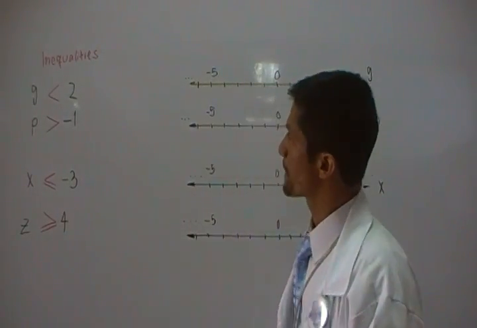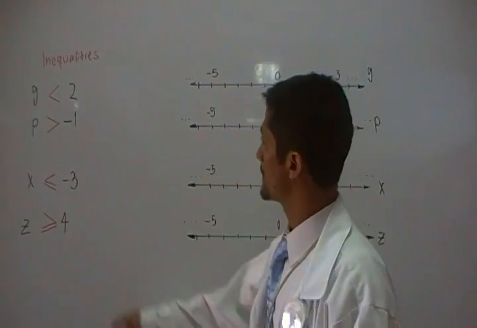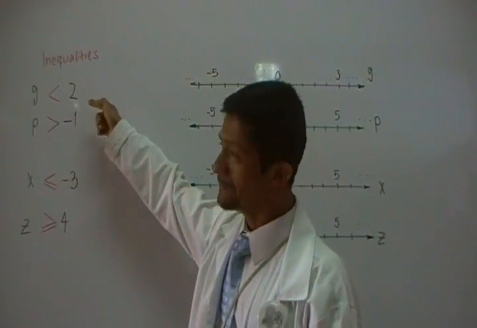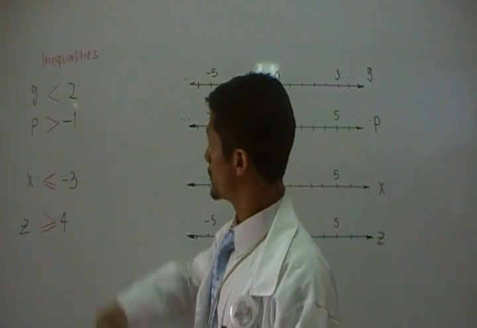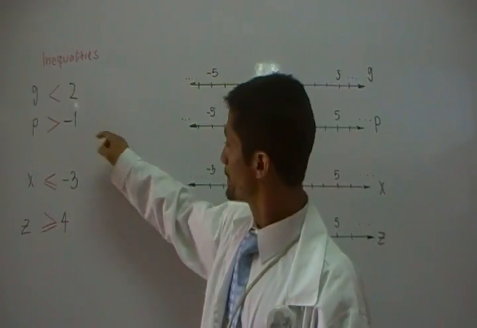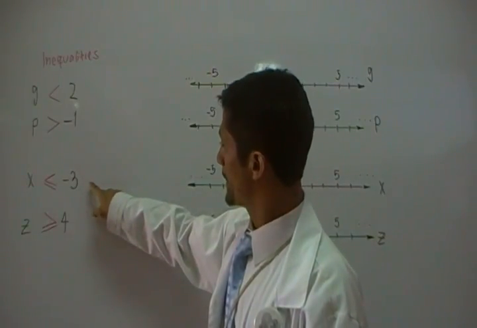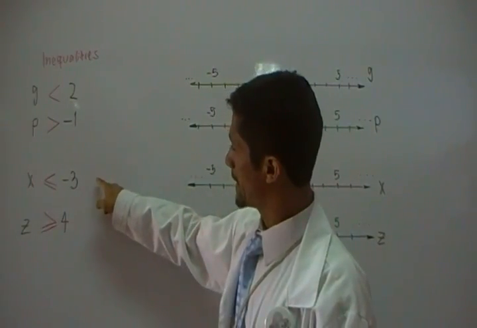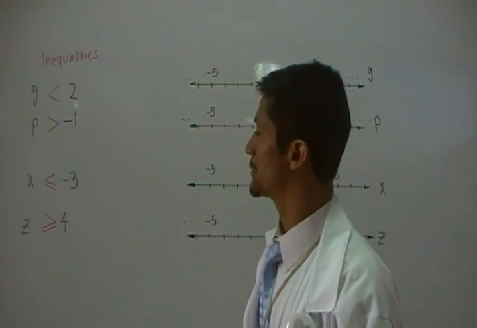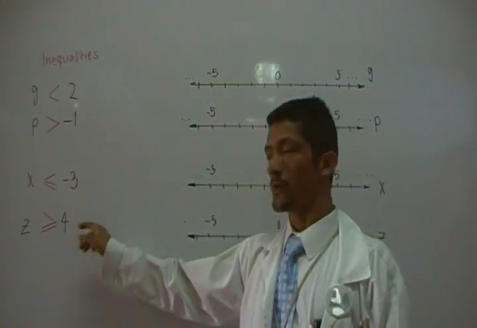Inequalities are expressions using some symbols like this one. In this one you can see that g is a variable that is less than 2, p is a variable that is greater than -1, x is a variable that is less than or equal to -3, and finally z is a variable that is greater than or equal to 4.